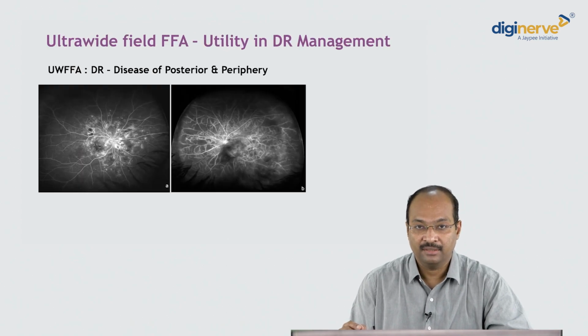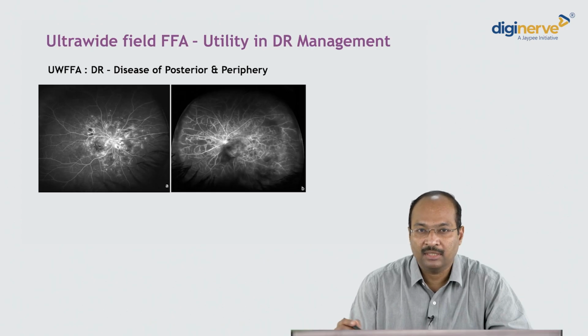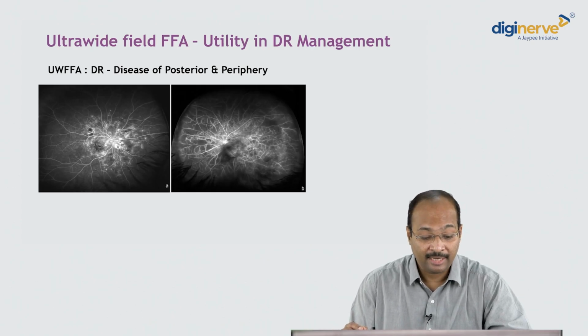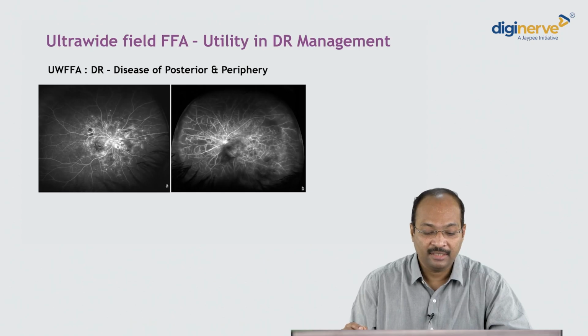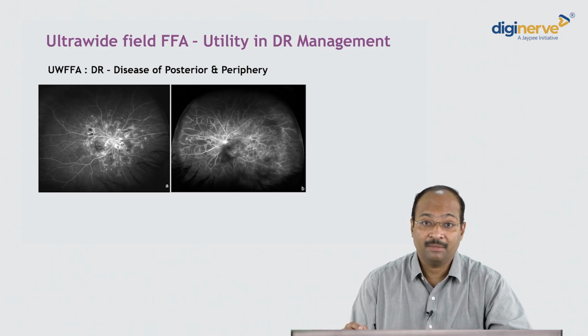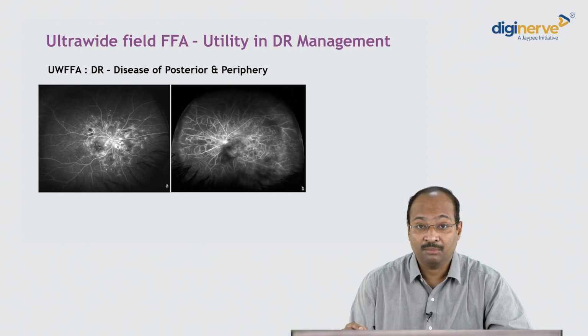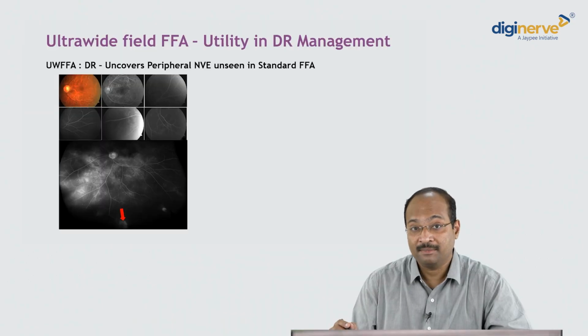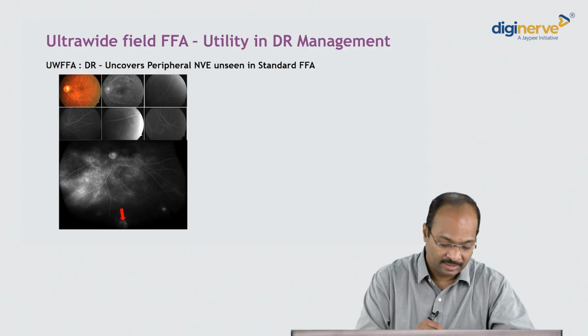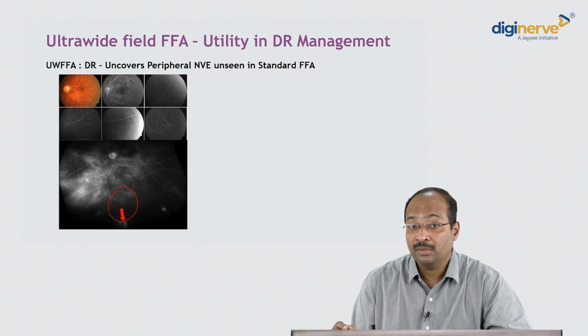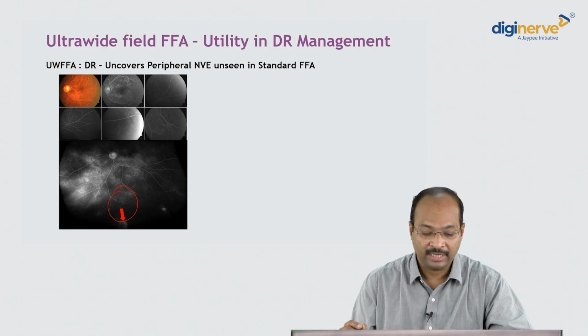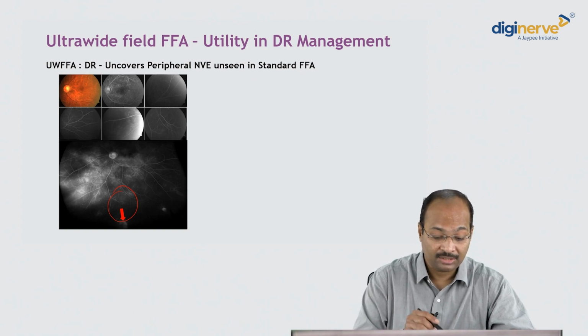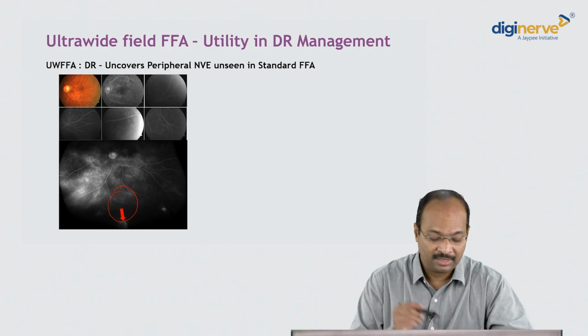Ultra wide field fluorescein angiography has come in the last decade, and it helps us very easily detect diabetic retinopathy, proliferative diabetic retinopathy, which is isolated to the posterior pole or to the periphery, as you can see. Ultra wide field fluorescein angiography also helps us uncover peripheral neovascularization, which is hitherto unseen on our standard fluorescein angiographies. As you can see here, the neovascularization is not picked up in the standard fluorescein angiography, but is easily picked up on the wide field fluorescein angiogram.